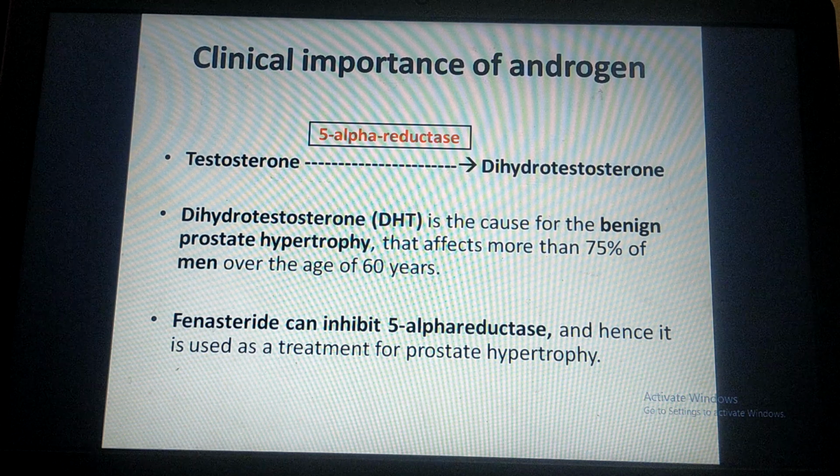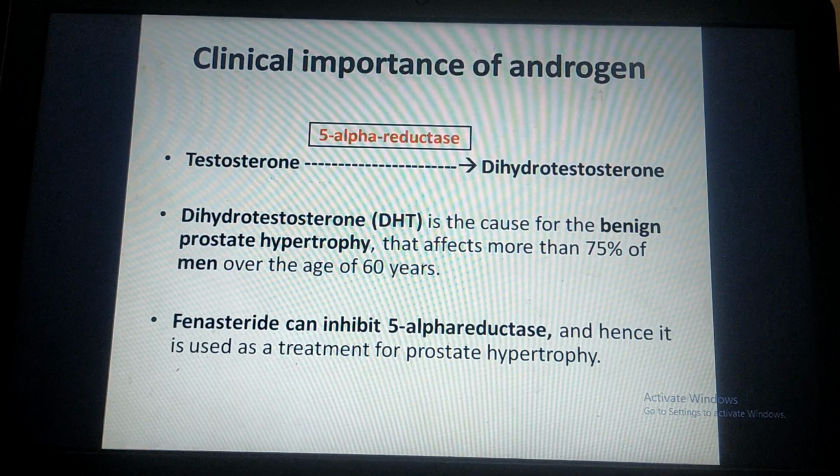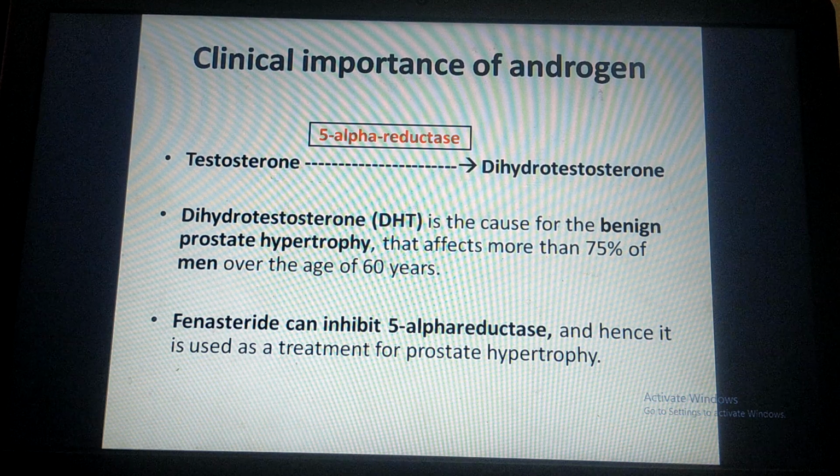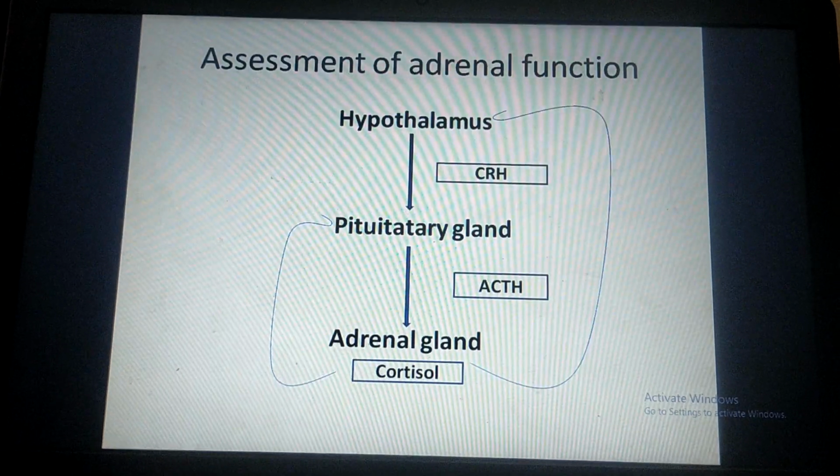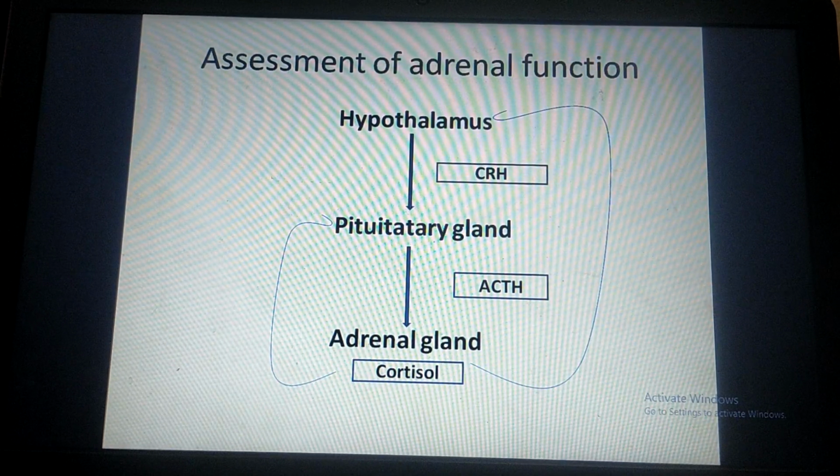leading to inhibition in the conversion of testosterone to dihydrotestosterone, and the prostate hypertrophy may be decreased, or you can say the size of the prostate gland decreases due to deficiency of dihydrotestosterone. Now we will study the assessment of adrenal function.